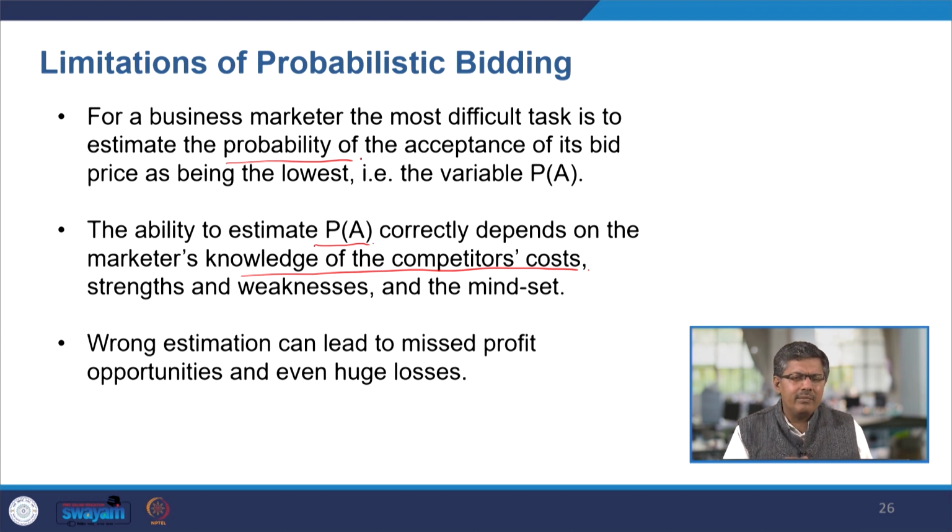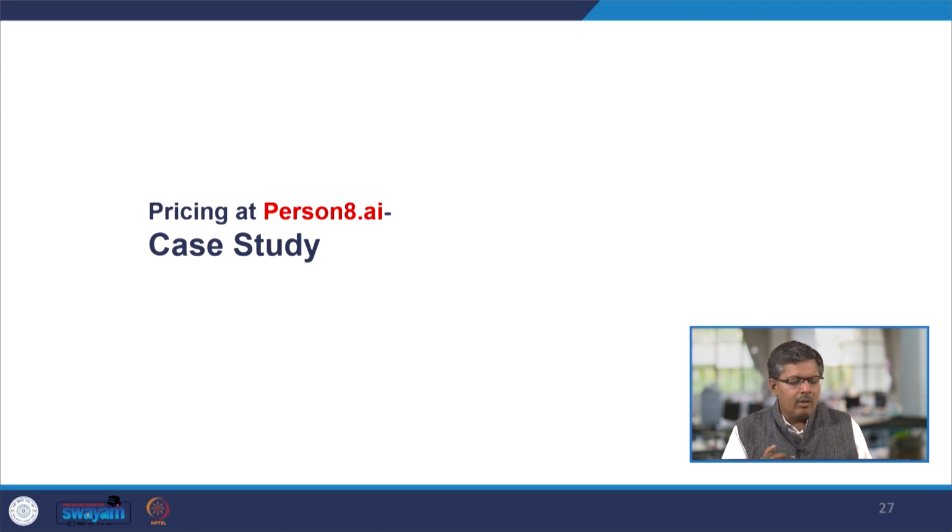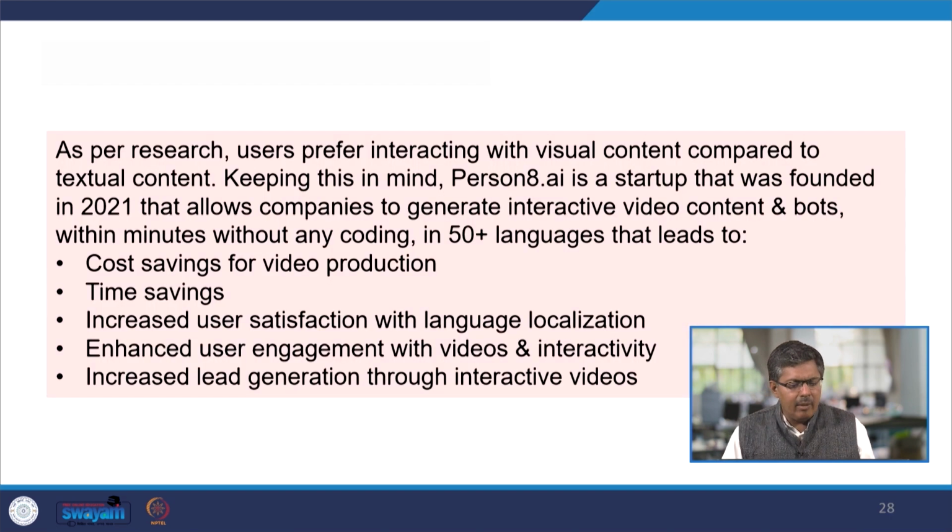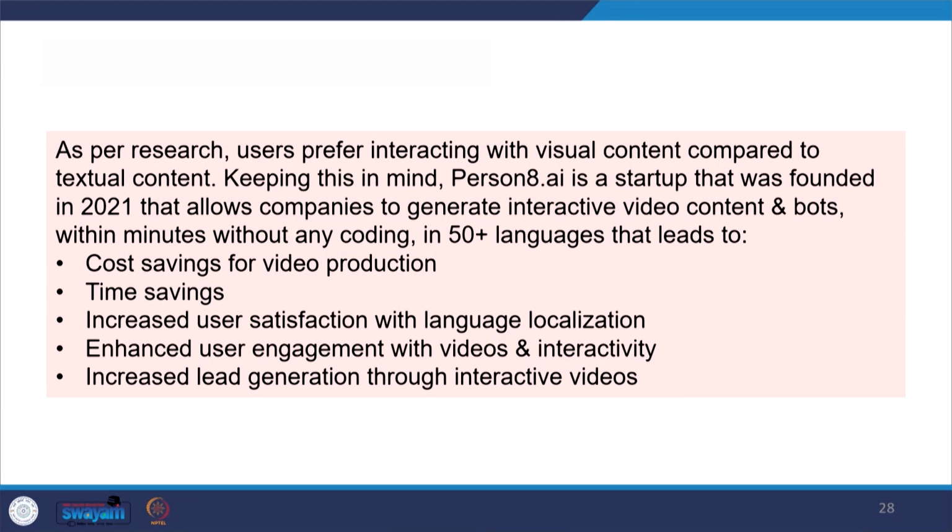So, if you have put in a wrong bid and your project is accepted and you are not able to complete it, then you will rather incur losses. Okay. So, this is a small caselet I have tried to bring in. This is a company, a new startup, it is a real case, a startup called Person8 AI, right.